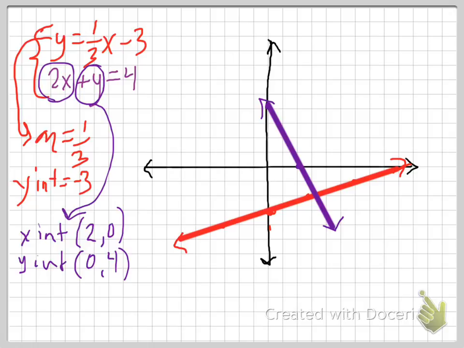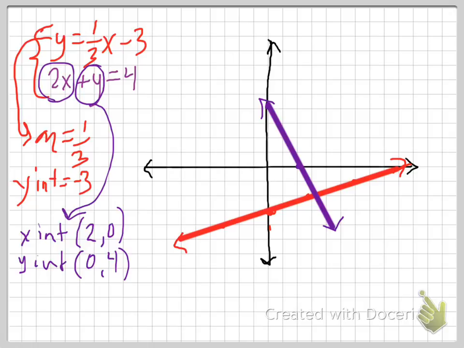So you'd better be using rulers or a straight edge of some sort, the edge of your paper, the edge of your cell phone. I don't care what you're using, but you better be using something that's straight, because this accuracy is going to count. Because if you're a little off, you're not going to have the correct answer.